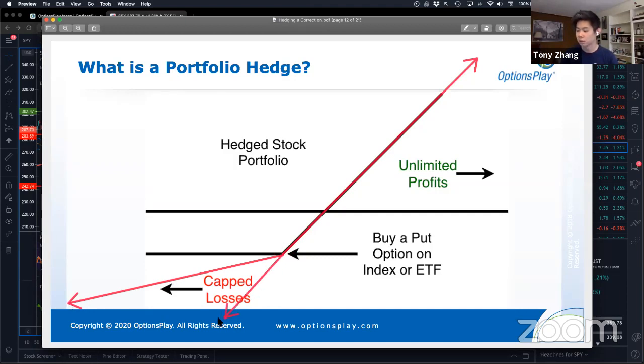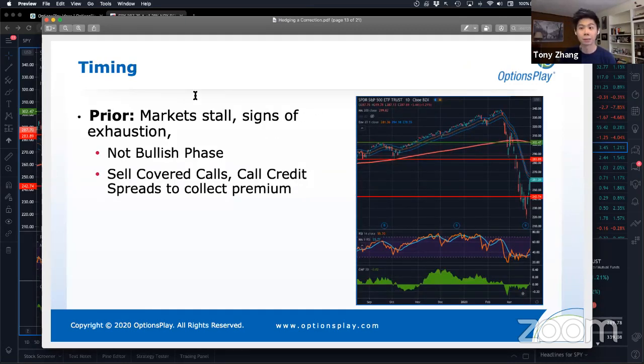So what you get is a line that's significantly better than if you kept it unhedged, but it is still going to generally have some losses if the market continues to move lower and lower. Okay, so that's the basis of a portfolio hedge. Now, let's talk a little bit about timing.